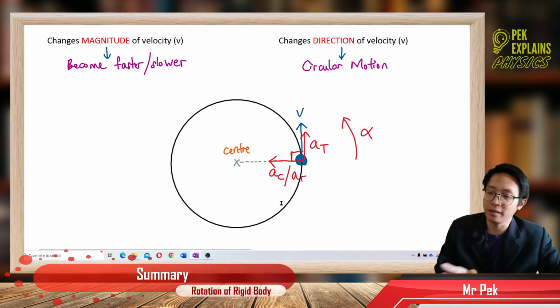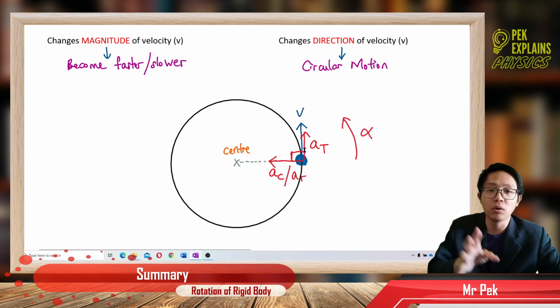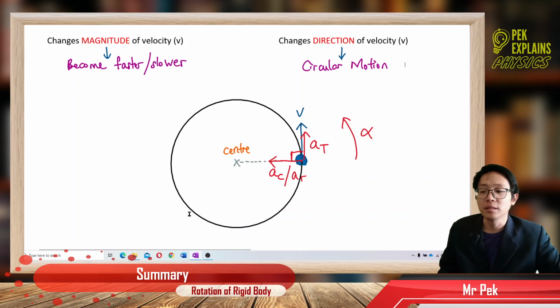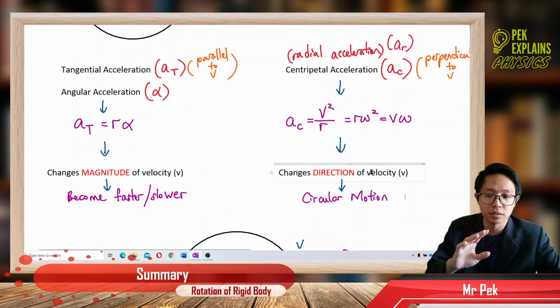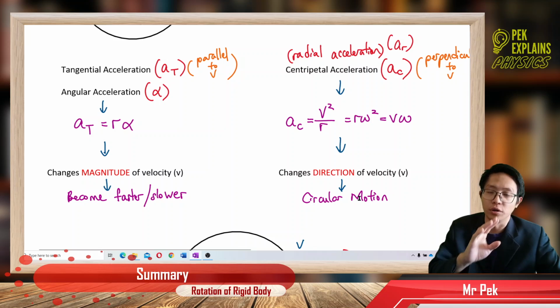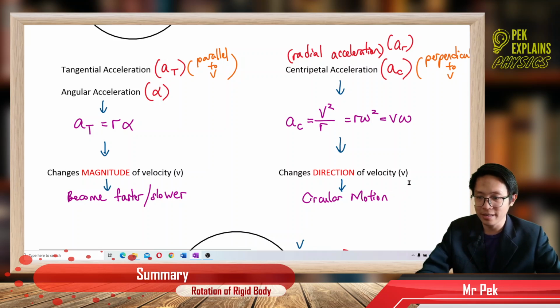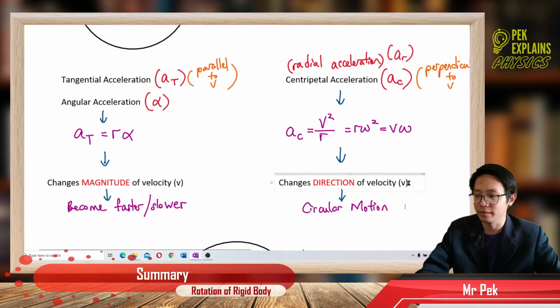and as a whole, the object will move in a circle. So the centripetal acceleration changes the direction of velocity so that the object will move in circular motion continuously. Alright? So that's it.